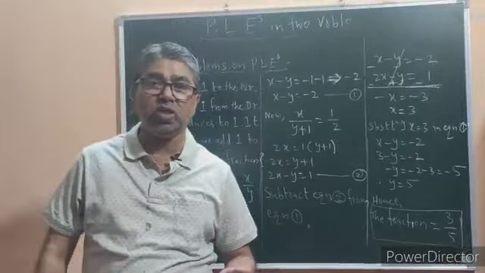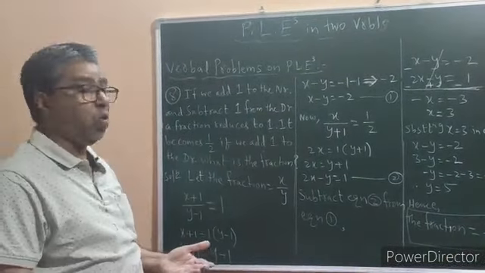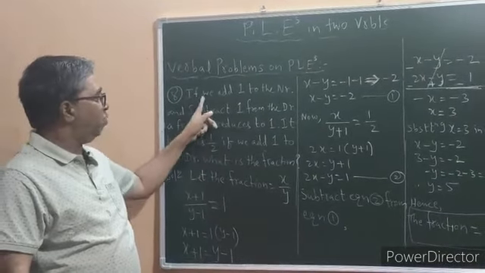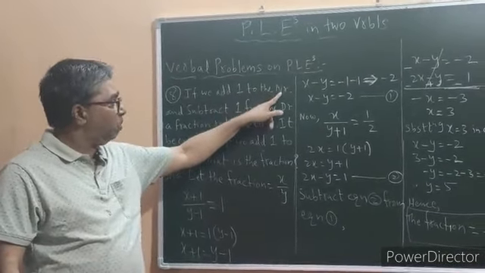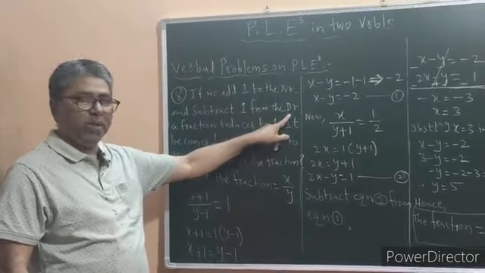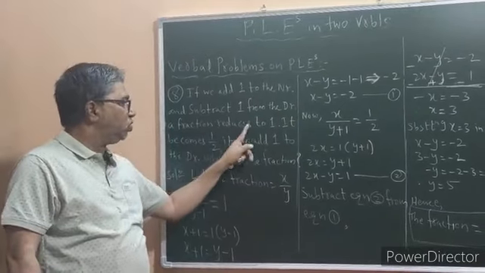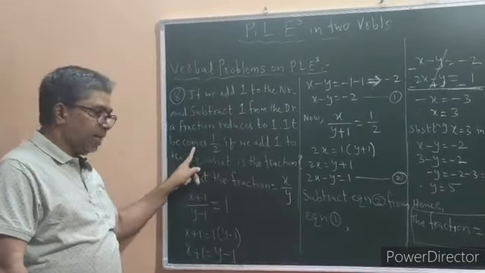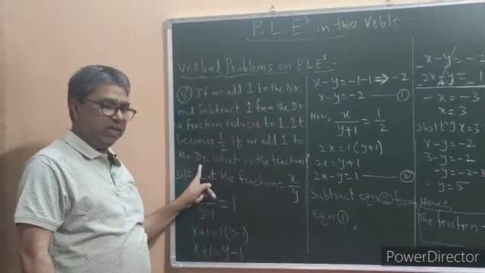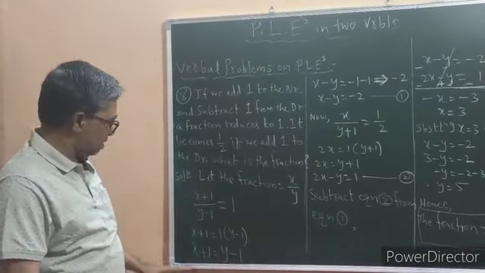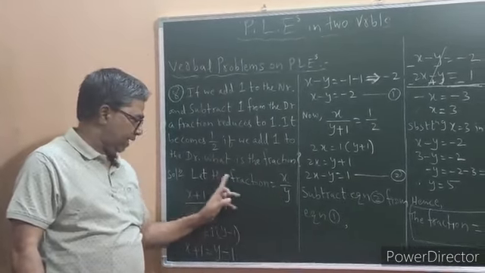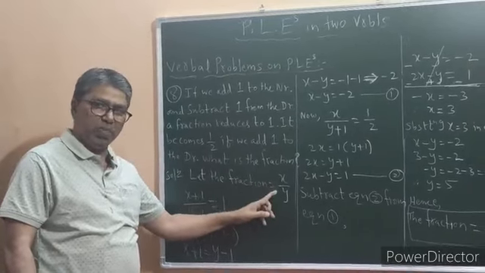Dear students, let us solve one more example involving fraction. Example number 8 is, if we add 1 to the numerator and subtract 1 from the denominator, a fraction reduces to 1. It becomes 1 upon 2 if we add 1 to the denominator. What is the fraction? Now let us assume the fraction as x upon y. Let the fraction is equal to x upon y.